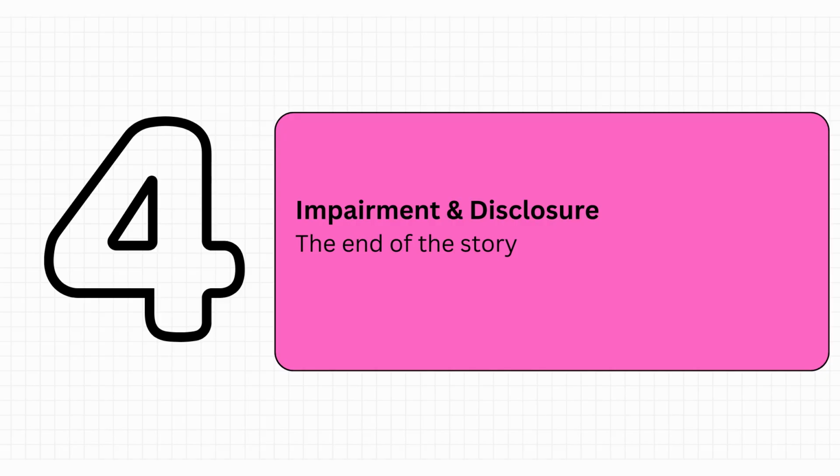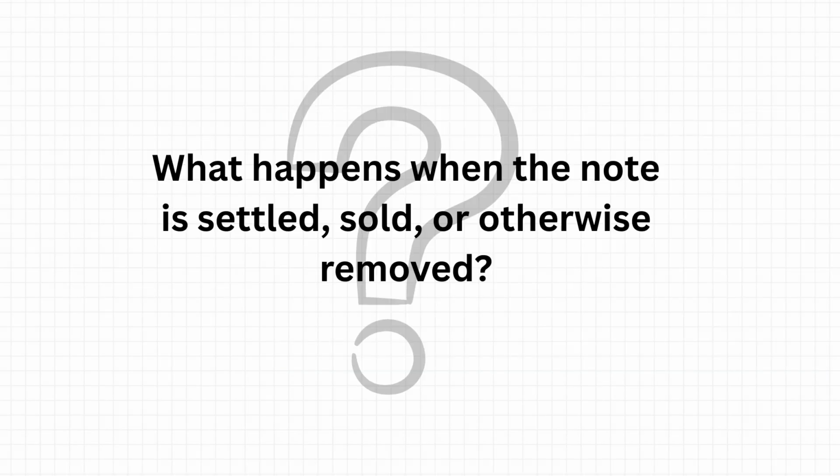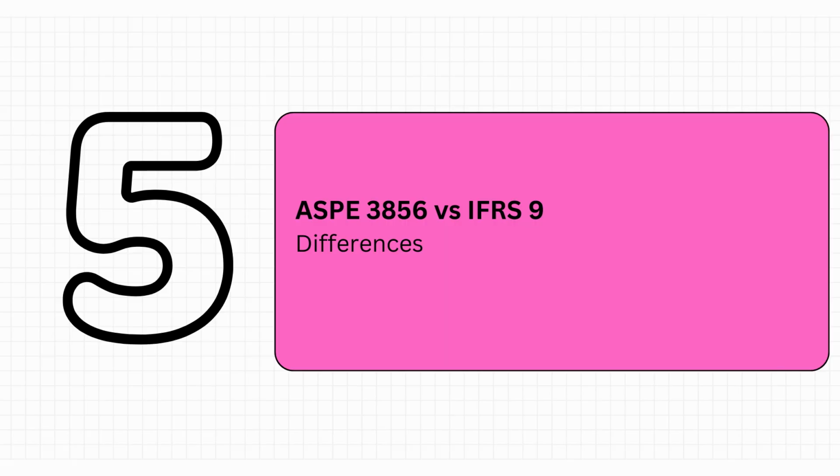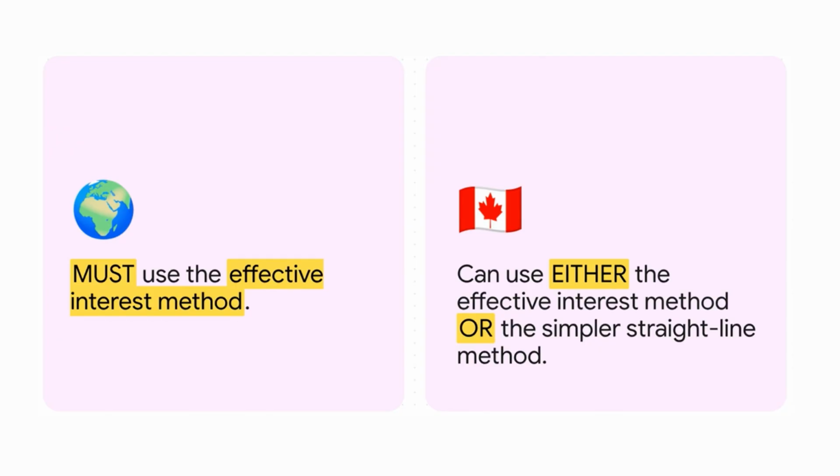Now let's shift gears to ASPE 3856 and see some differences on how notes receivables are treated under this GAAP compared with IFRS. The logic is similar, but there's a big difference in how interest revenue can be calculated. Under ASPE, you can use either the effective interest method, same as IFRS, or the straight line method.